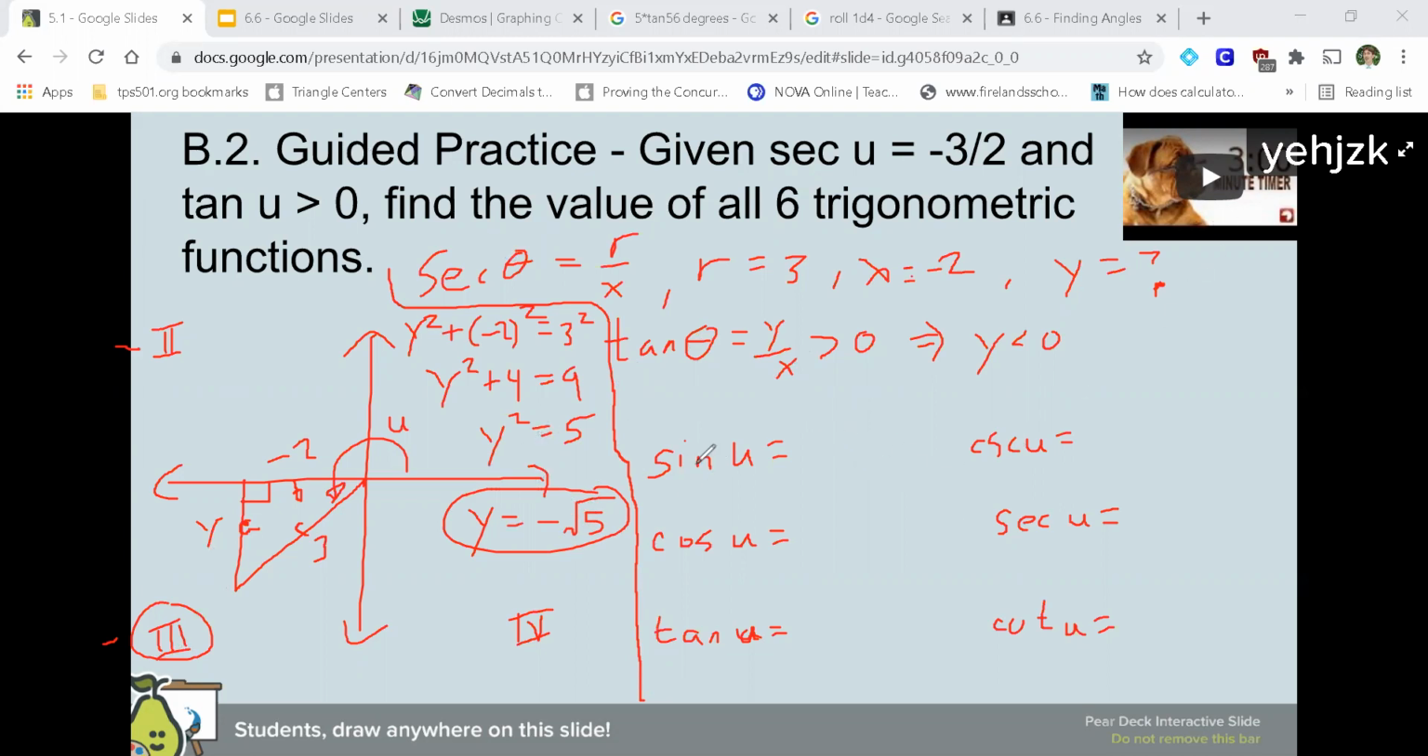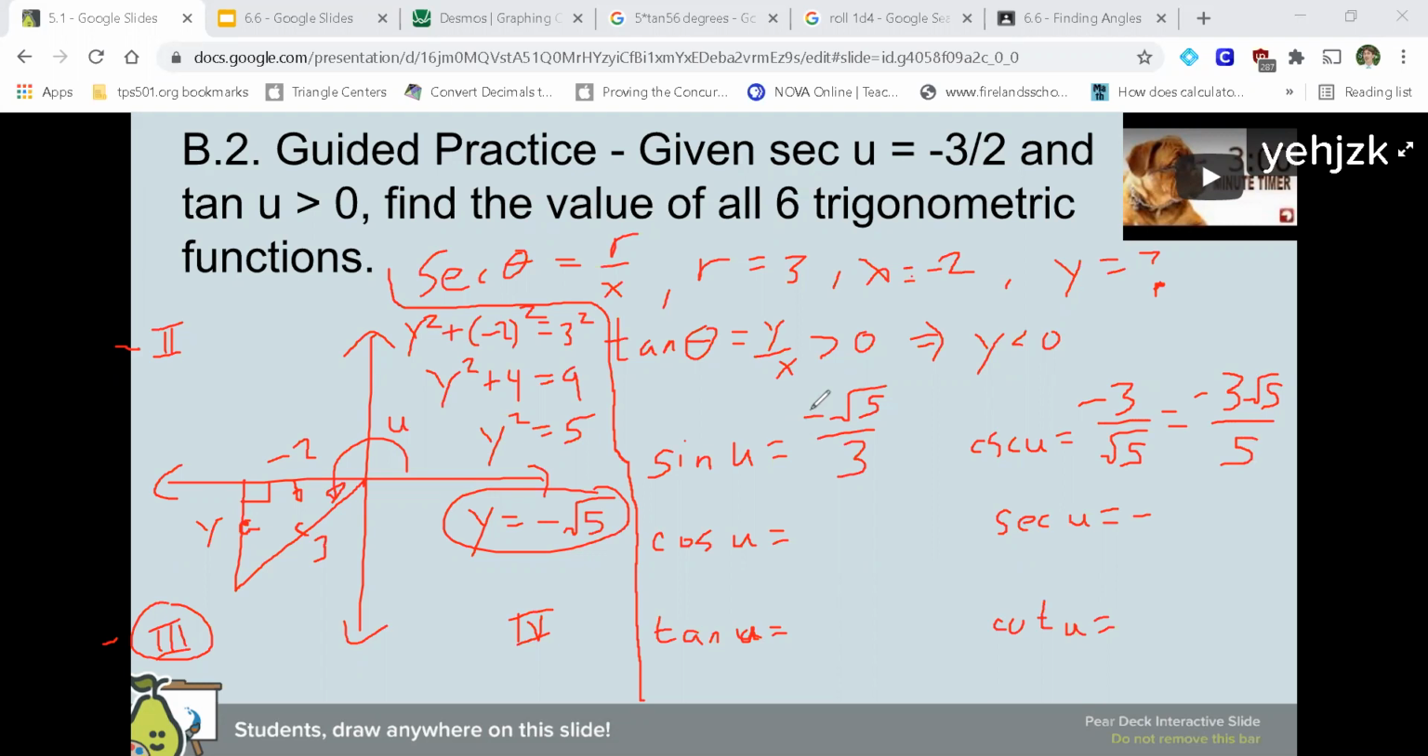All right, the sine of an angle is y over r. So then our answer would be negative square root of 5 over 3. The cosecant is the reciprocal of that, which WebAssign will accept as an answer. Though in the ACT, the answer would look more like this when there's no radical in the denominator.